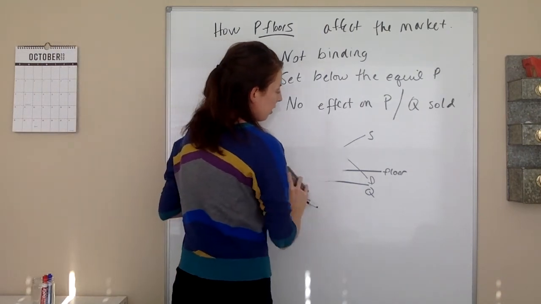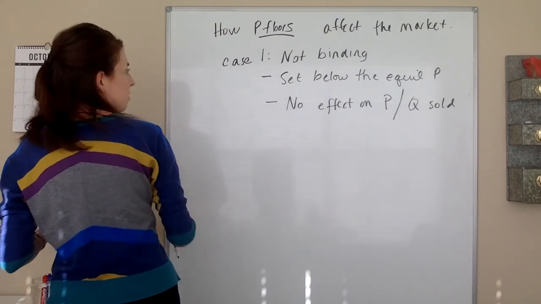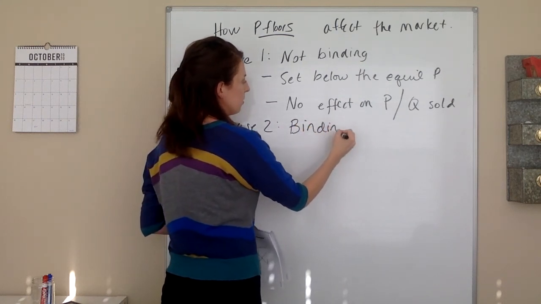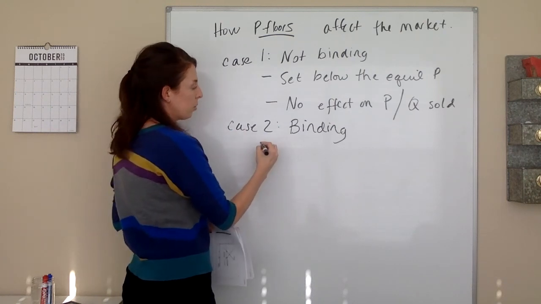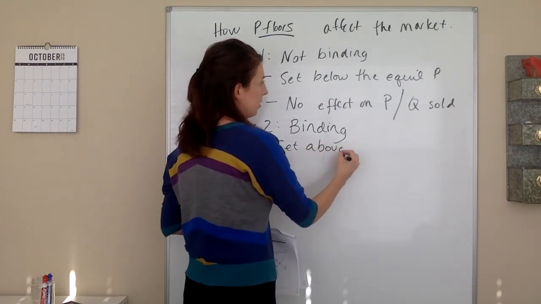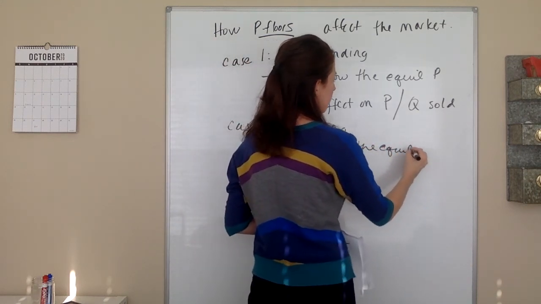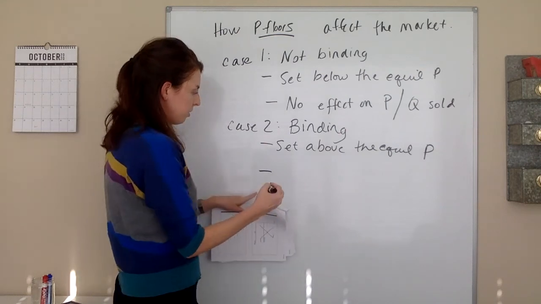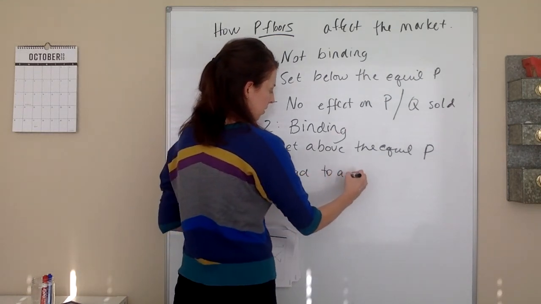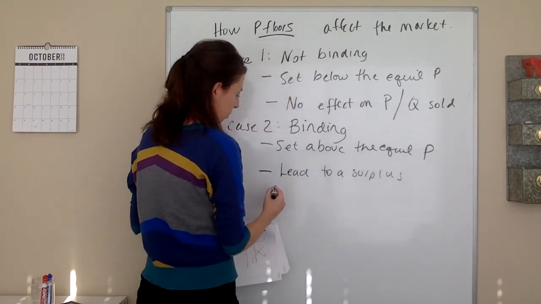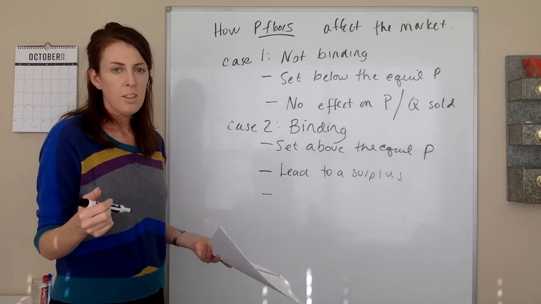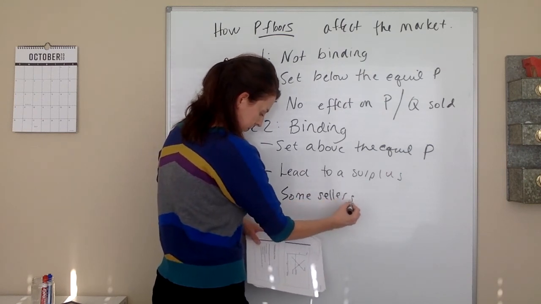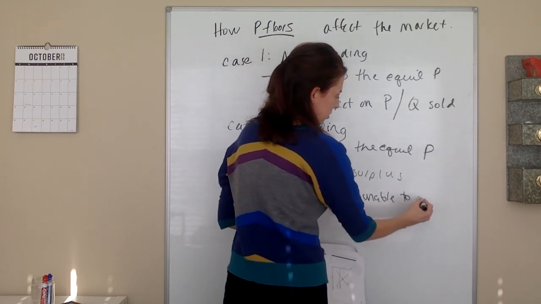Okay, case number 2 is that the government could impose a price floor that is above the equilibrium price, and this would be binding. So case 2 is a case of binding price floors. We will end up with a binding price floor when the price floor is set above the equilibrium price. Okay, this will kind of affect things. So this is going to lead to a surplus. And what this means is that some sellers are going to be unable to sell what they want. So, in words, some sellers are unable to sell what they want.